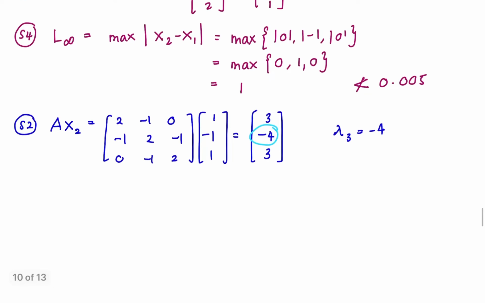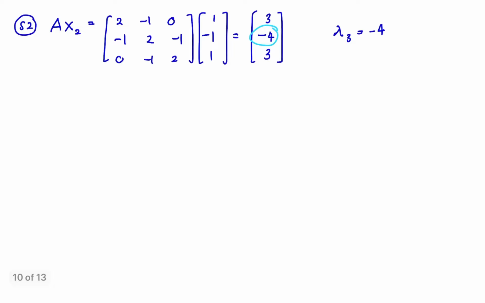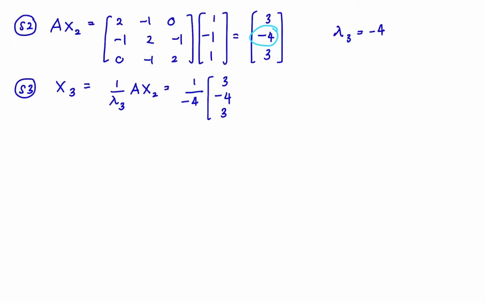This is a common mistake students make. Bear in mind it's minus 4, not 4. Next, step 3, we want to approximate x3. We repeat the same formula: 1 over lambda 3 times A x2. So 1 over minus 4, and A x2 is 3, minus 4, 3.